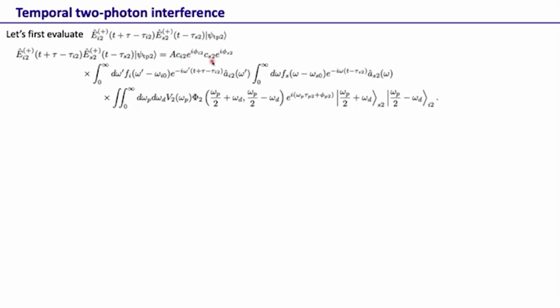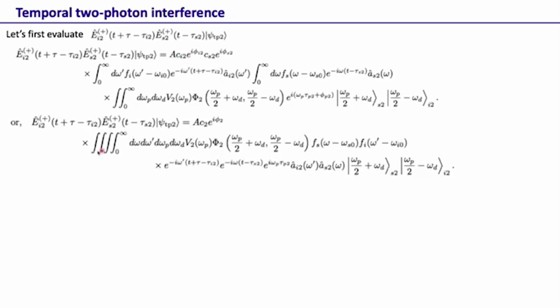Here we have the attenuation constants. Okay, now we can rearrange them a little bit. So here we are just putting all these things together. This omega prime and omega integral correspond to EI2 and ES2, and we have the two-photon state in terms of the omega p and omega d integrals. So here we are putting all of them together.